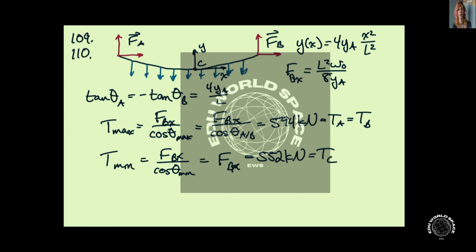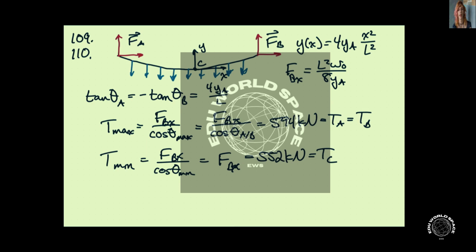The equation describing this curve is just 4 y_A x squared over L squared, where y_A is the height of point A above the origin. You could also use y_B here. The horizontal load is L squared w_0 all over 8 y_A. We're given y_A is 3 meters.